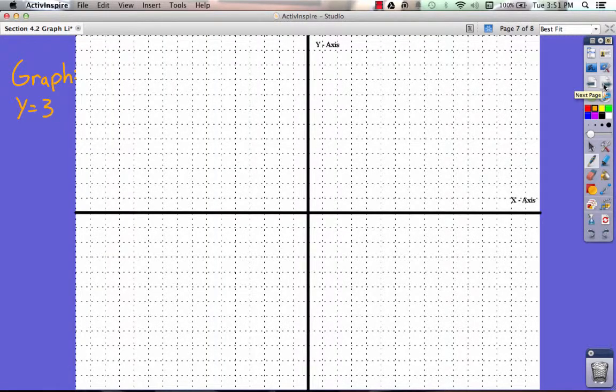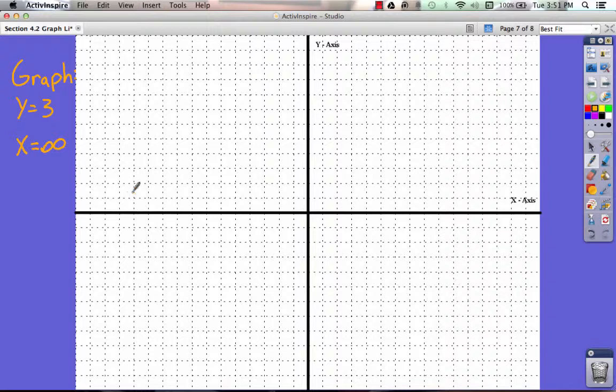Now we're going to look at some weird ones. Graph y equals 3. You might think to yourself, where's the x values? Anytime you do not see an x value in the equation, that means the x value can be infinite. All right? X is infinite. It means it can be any value of x for this equation. Any value of x works. And all the y values are always 3.